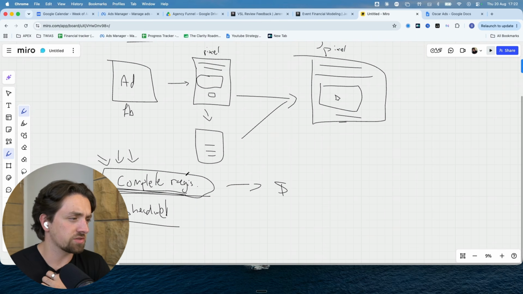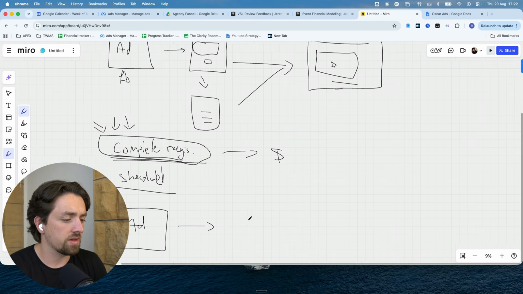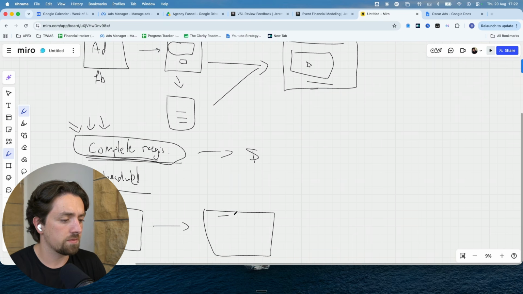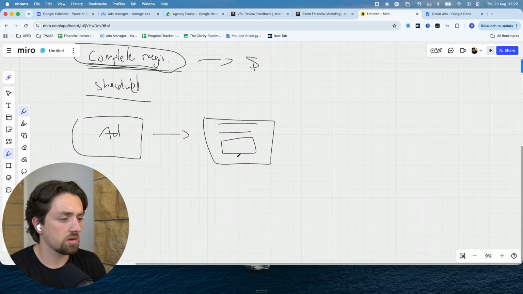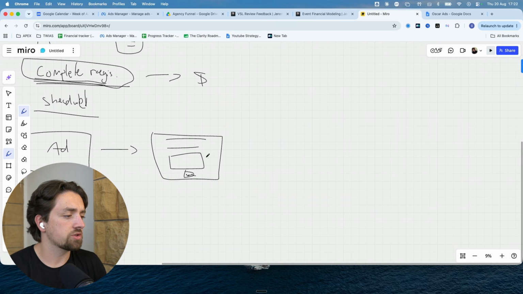Instead of having this straight, very linear funnel, we add an extra step. So we have the ad. They then land on the landing page. Same stuff. Boom, boom, picture, and then the button to save their seat. And then this is where it happens. So you have two options here.